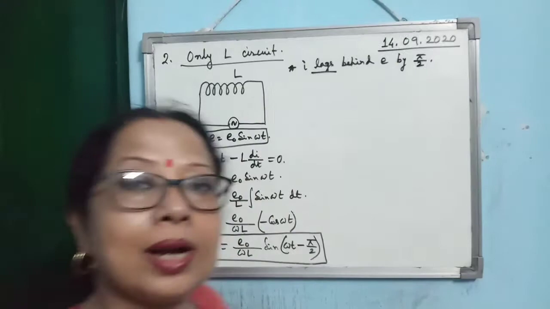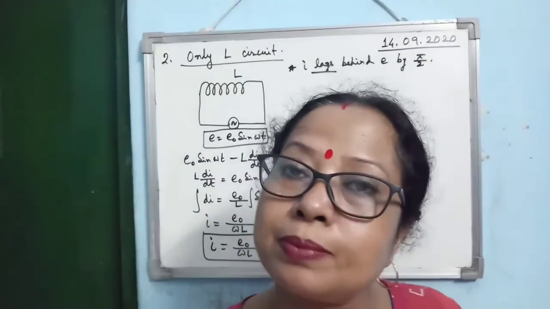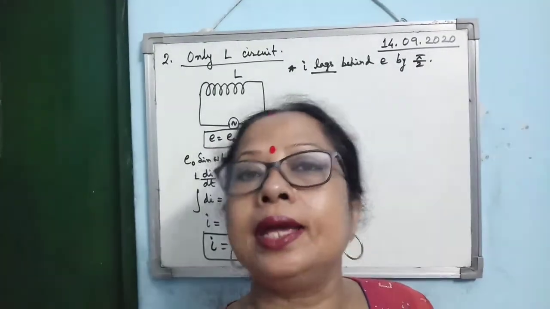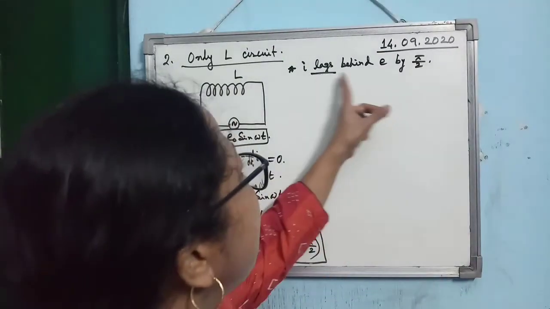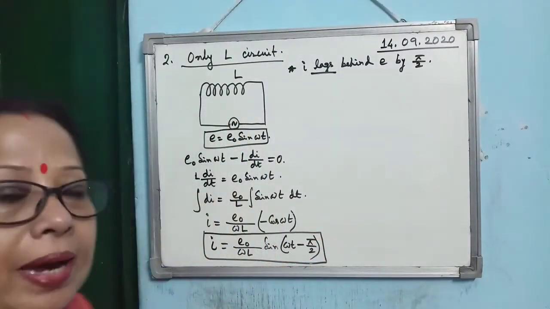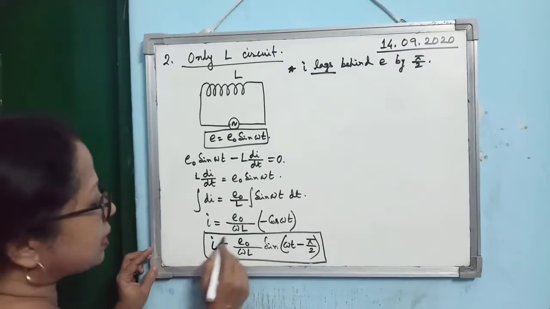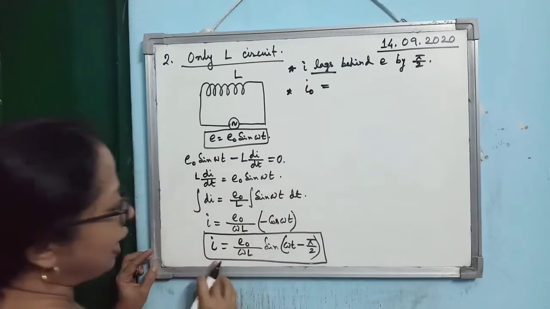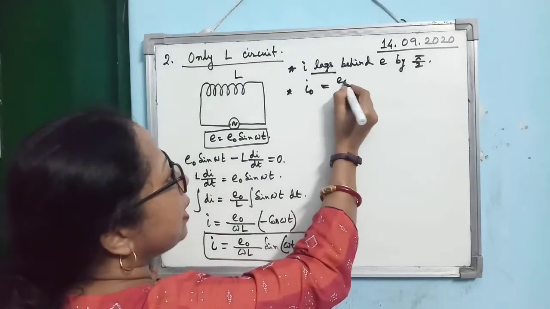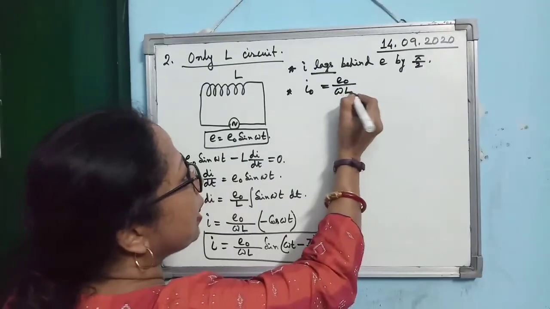And then what will happen? When E is maximum, what will happen to I? I will be 0. This is the meaning of I lags behind E by pi by 2. Now from this relation, it is clear that I0, the peak value of the current, is given by E0 by omega L.